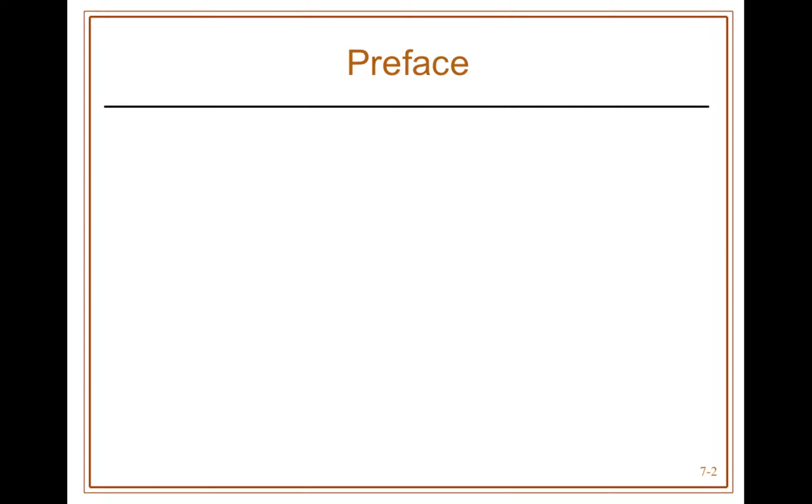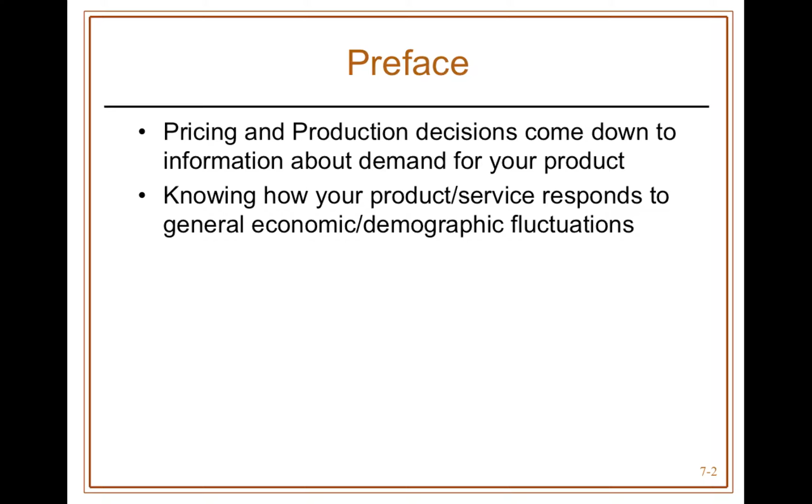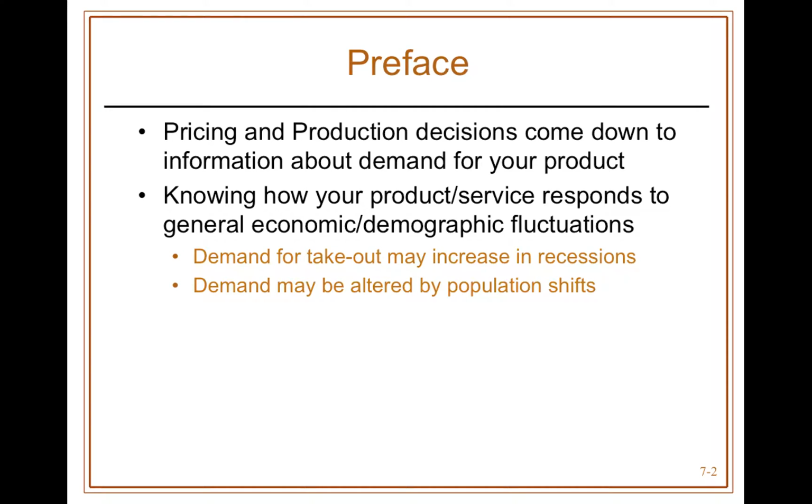The preface for the chapter looks something like this. Pricing and production decisions are going to come down to information about demand for your product. So we're turning theory into statistics here. Knowing how your product or service responds to general economic or demographic fluctuations is important. Demand for takeout may increase during recessions. That might not make sense right off the bat because you think people don't have as much money. But on the other hand, it may make sense because maybe people are trying to keep their jobs more, or something like that. Demand may be altered by population shifts.